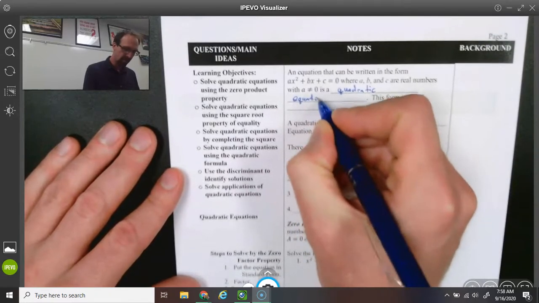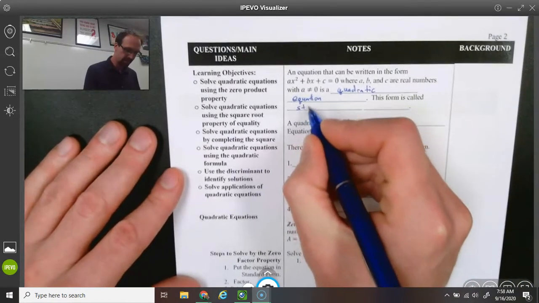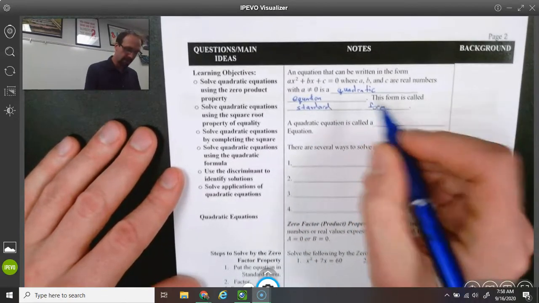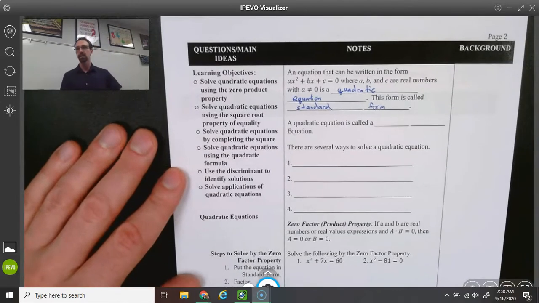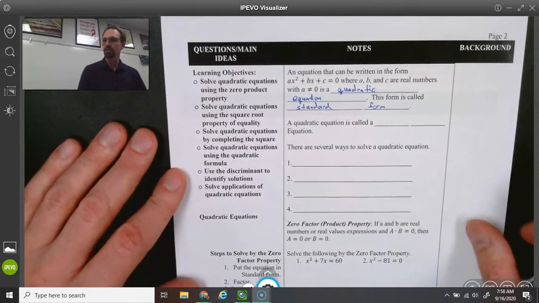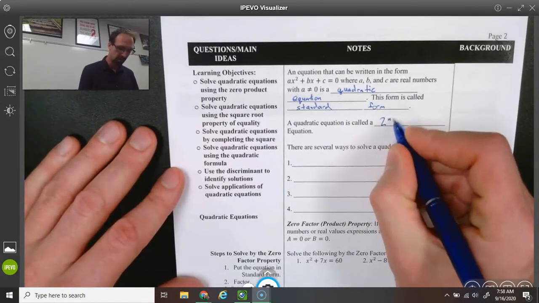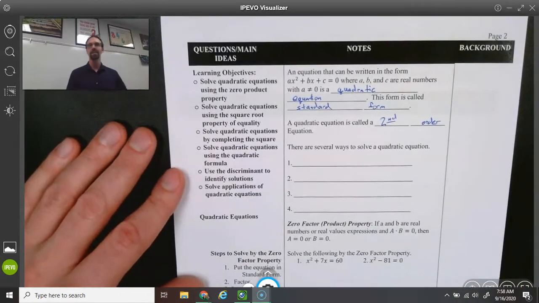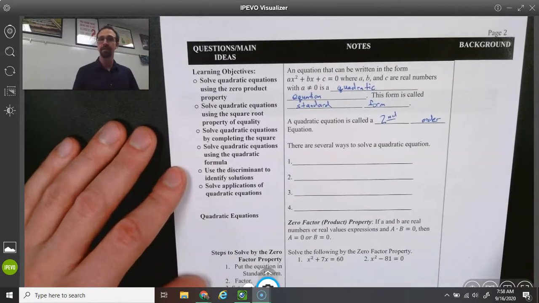Now this form is called standard form because we have our quadratic term first, then our linear, then our constant. A quadratic equation is called a second order equation. And that has to do with the power or degree of the variable x.